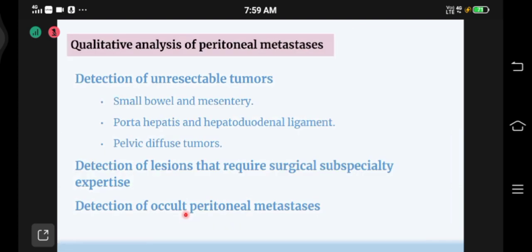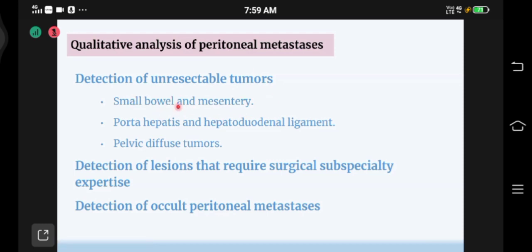Now, qualitative analysis of peritoneal metastasis. So what do we do? Before quantifying it, we have to assess. So how do we really add value? Once we know that there is a peritoneal metastasis, we can look into a few of the places which, for the surgeon, indicate unresectable tumors, like the small bowel and mesentery.